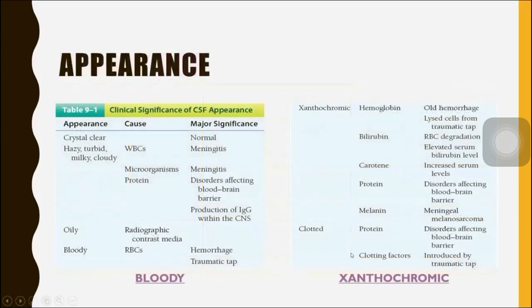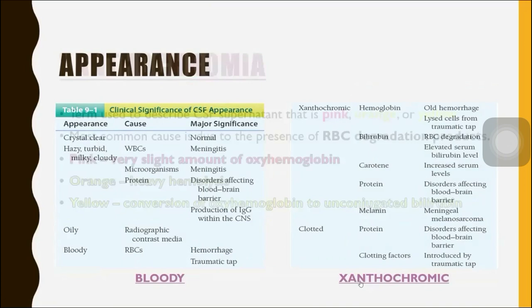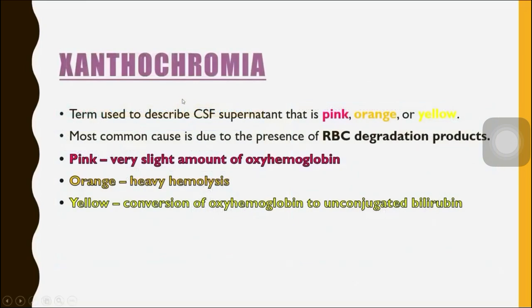So another appearance to take note of is the xanthochromic appearance. Again, xanthochromia is a term used to describe CSF supernatant that is either pink, orange, or yellow. So the most common cause of xanthochromia is the presence of RBC degradation products. That's why xanthochromia is only present in intracranial hemorrhage, not in traumatic tap, since in intracranial hemorrhage, there are RBC degradation products.